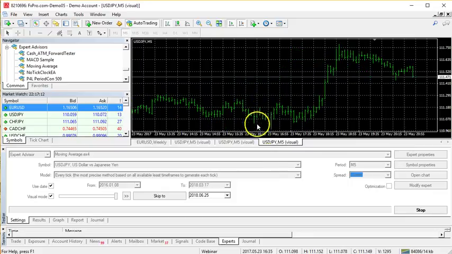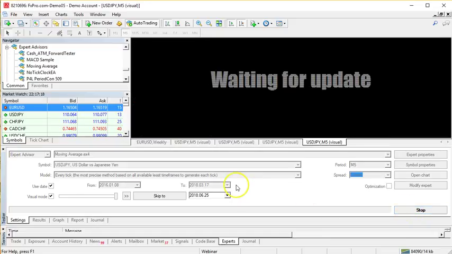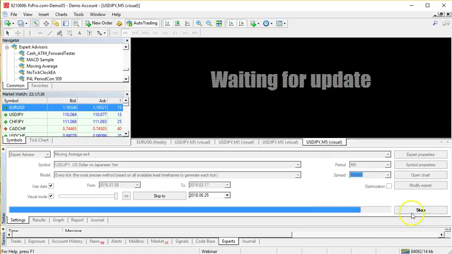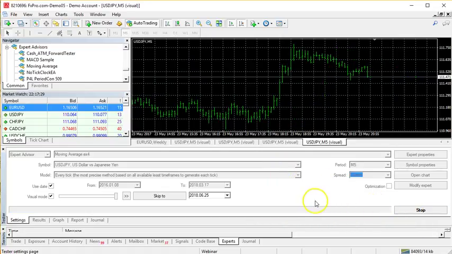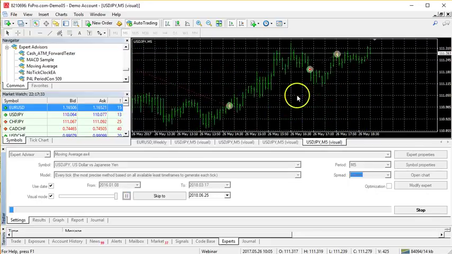Now, I don't know why that's not working now. I guess I'll have to stop it and start it again. I don't like the MT4 Tester at all, for any purpose under the sun, period. Hang on. All right, there we go. Okay, it's working now. We're going to let it run.